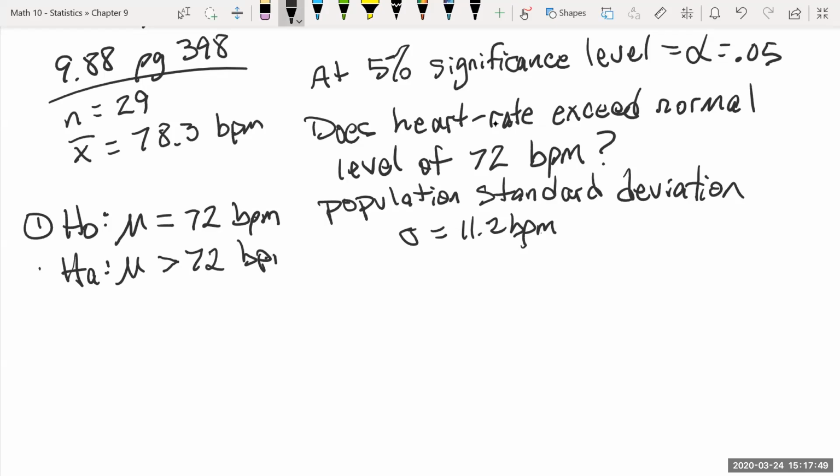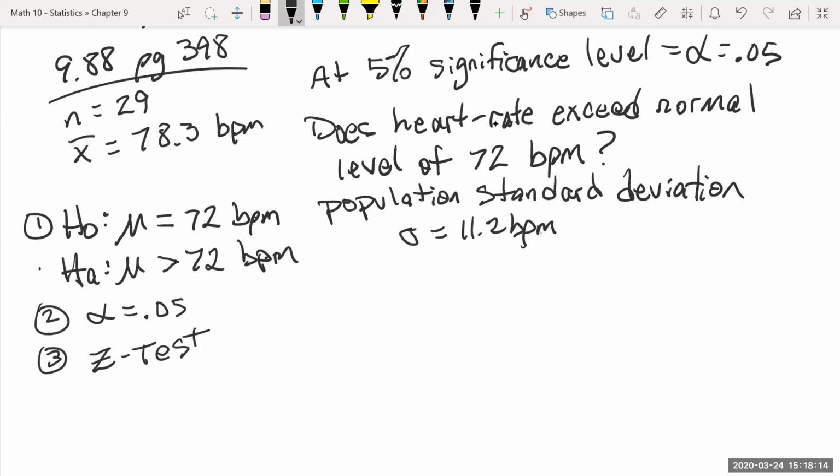Beats per minute, okay. So there's my first step. I listed, stated the hypotheses. Second step, we need to know the significance level. Well, we already said alpha 0.05. Again, that'll be given to us. Third step, now we have to run our test. The test we're going to do is a z-test.